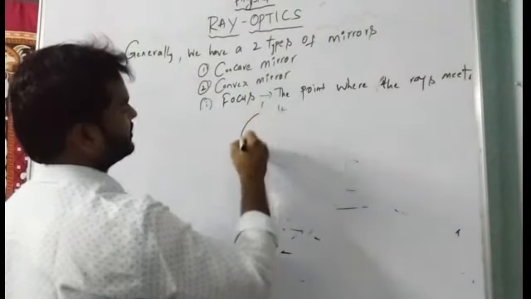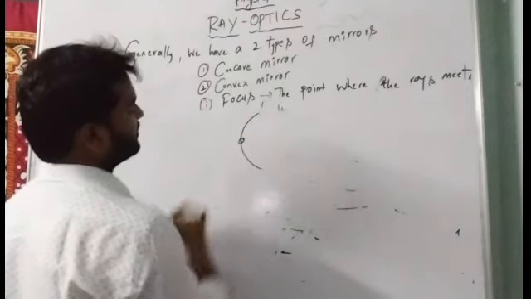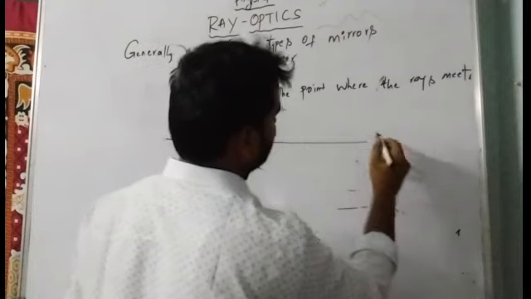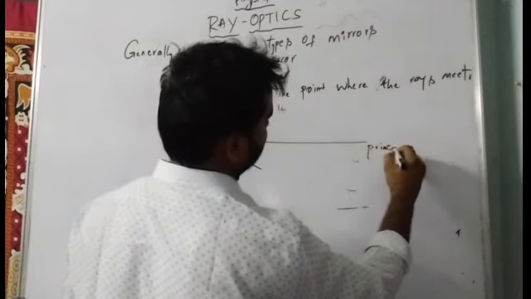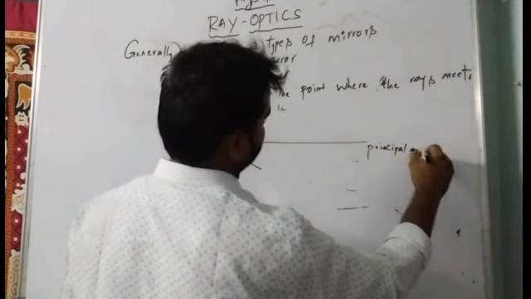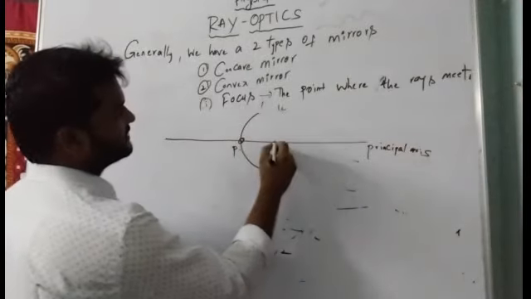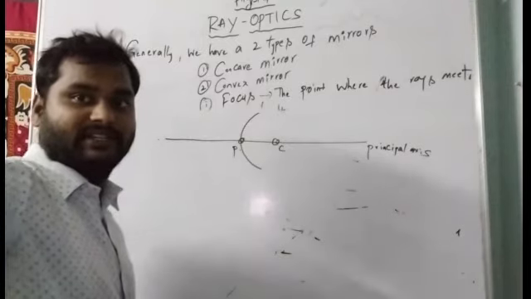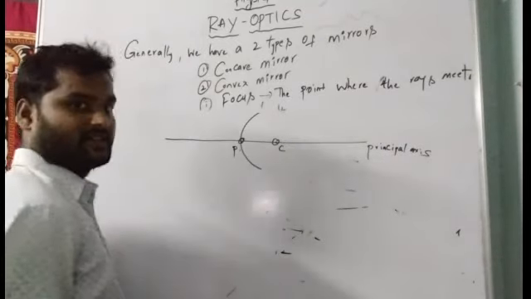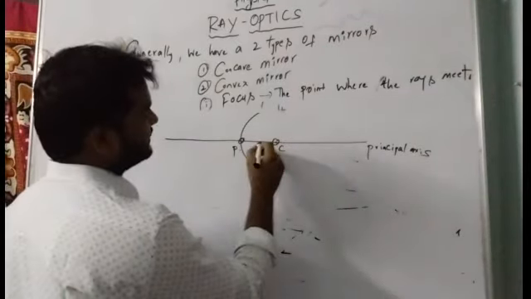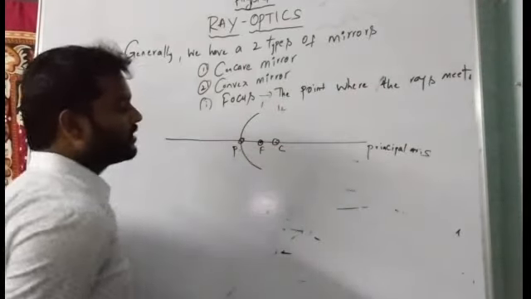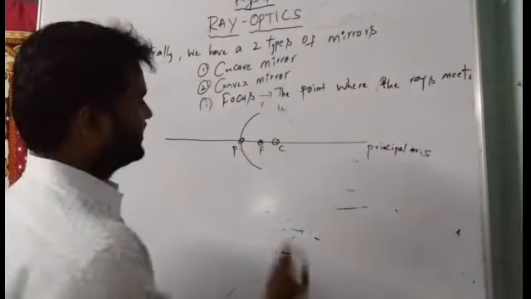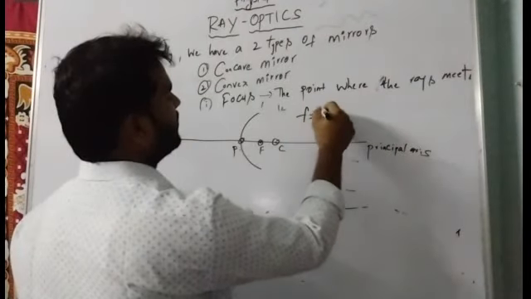Again I am taking one concave mirror. The midpoint of the mirror is called the pole. This is the principal axis. This is called the center of curvature. This is the pole, and this is the focus. Now I'm going to derive the expression F is equal to R by 2.